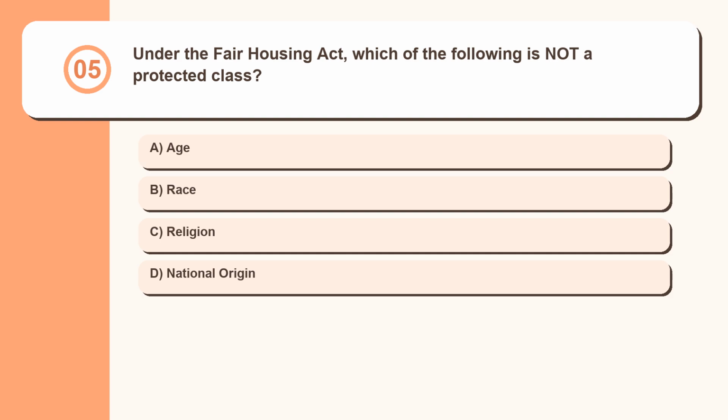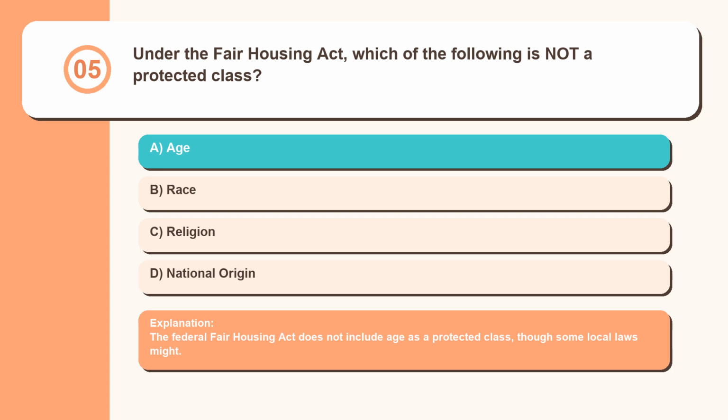Question 5. Under the Fair Housing Act, which of the following is not a protected class? Age, race, religion, national origin. The Federal Fair Housing Act does not include age as a protected class, though some local laws might.